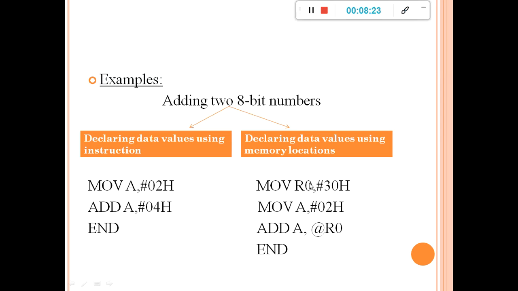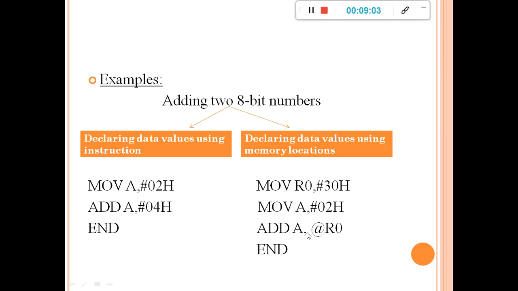So I took MOV R0, #30H. 30 is moved to R0, then 02 is moved to A, then ADD A, @R0 means R0 acts as a pointer pointing to the 30th address. Whatever data is there is added with the accumulator data. Suppose 4 is there in 30, 4 is added with 2 and the final result is 6, which is stored in the accumulator. This is how you can write the addition of two 8-bit numbers in indirect addressing mode. The same thing you can write for direct, register, and so on.